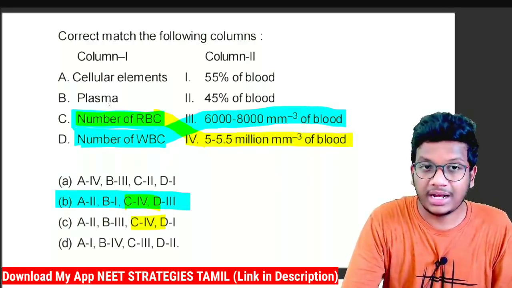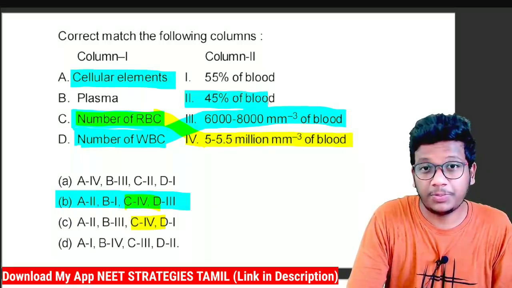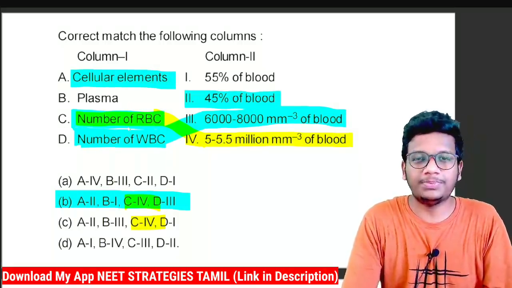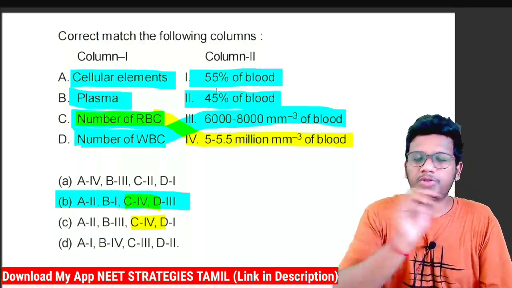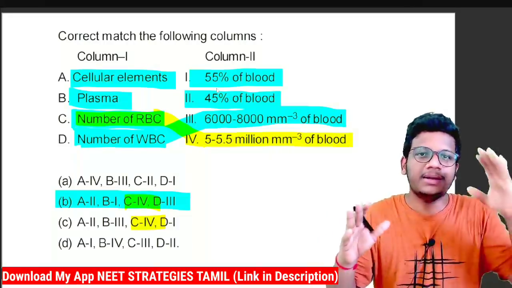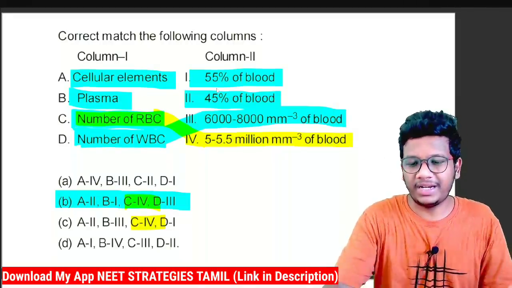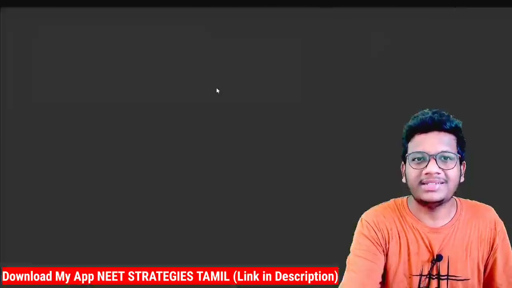I have to check other also. Okay, so my A should be 2. Cellular elements corresponds to 45% of the blood. Remaining is my water. Okay, plasma. Okay, the plasma is 55% of the blood. That's all. So in a blood, cellular elements is 45%, plasma is 55%.